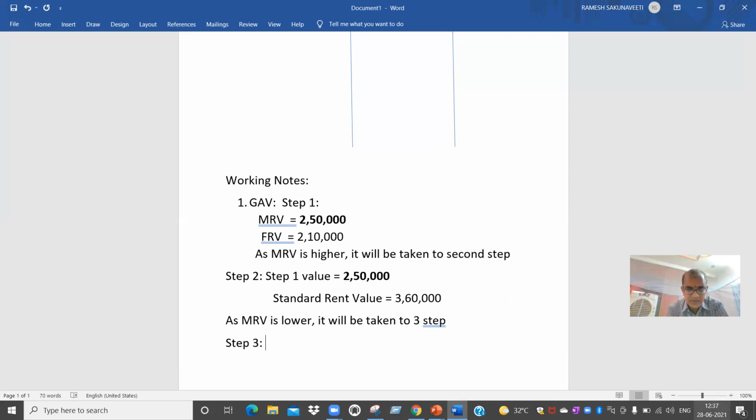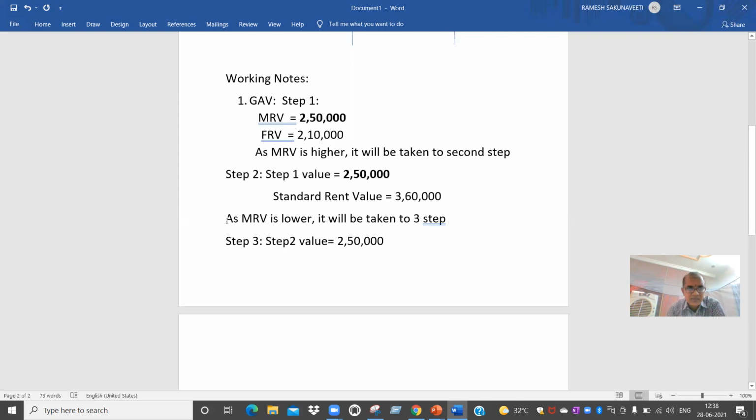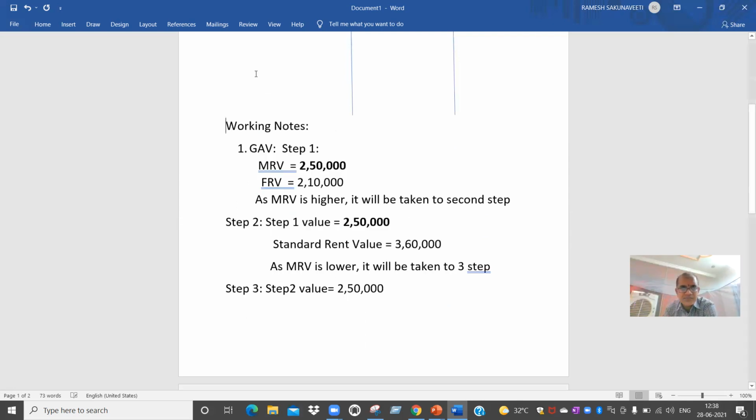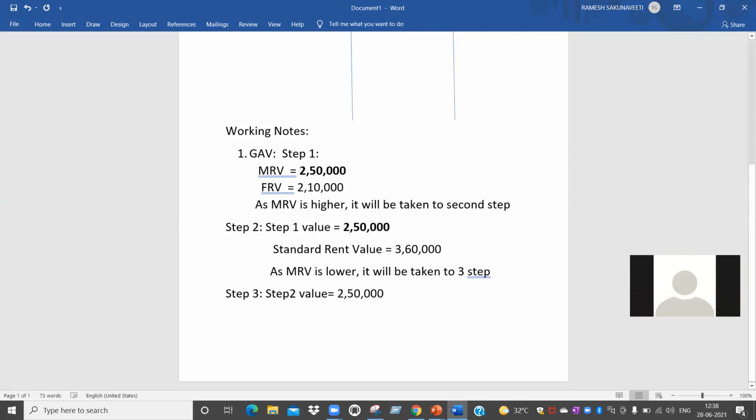See, step 2 value is equal to 2,50,000. This you are going to compare with another value. What is that value? What is the value of that one? ARV. Very good. ARV means actual rent value. Very good.